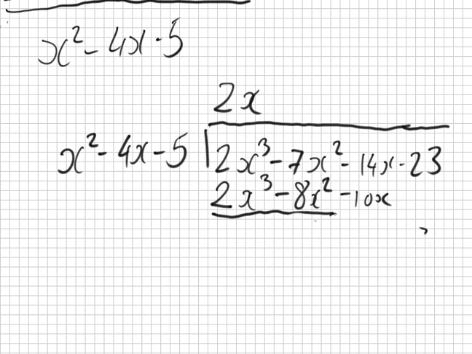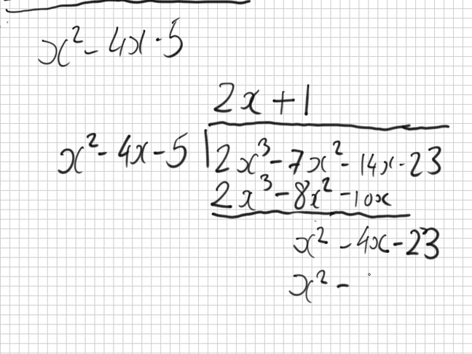Long day. Alright, so remainder now is going to be x squared minus 4x minus 23. Okay, what do I need at the end now? 1. Because 1 multiplied by x squared, what is it? x squared minus 4x minus 5, and then remainder 18.